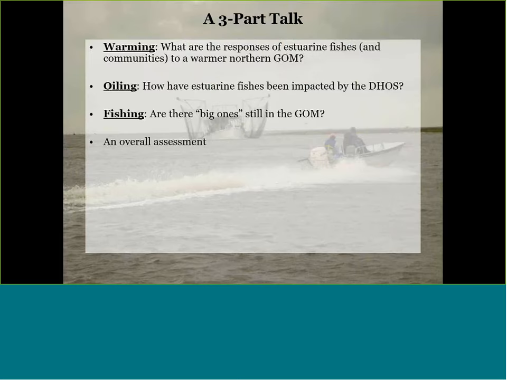So the last thing is fishing. How has fishing affected the Gulf? And I do think in some ways this is the most fun part, maybe the most visual part of what I'll show you.